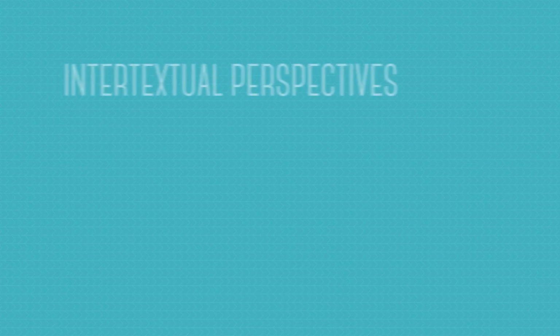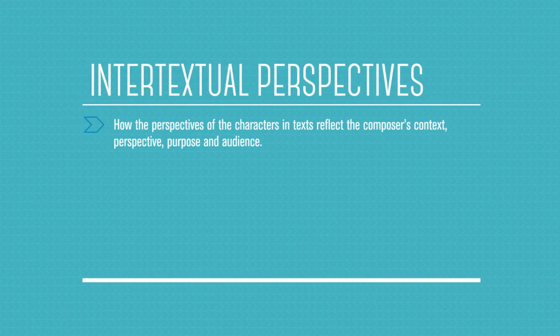The second elective has got a little bit of a different frame. So it's not just a comparative study. You've actually got a lens that you need to look through. And this is perspectives. Interestingly enough, it says intertextual perspectives. Not using intertextual in the literary sense, but using it simply to mean when I look between the texts, the 2 composers' perspectives, the characters in the text, what does it tell me? So it's how the perspectives of the characters in text reflect the composer's context, perspective, purpose and audience.